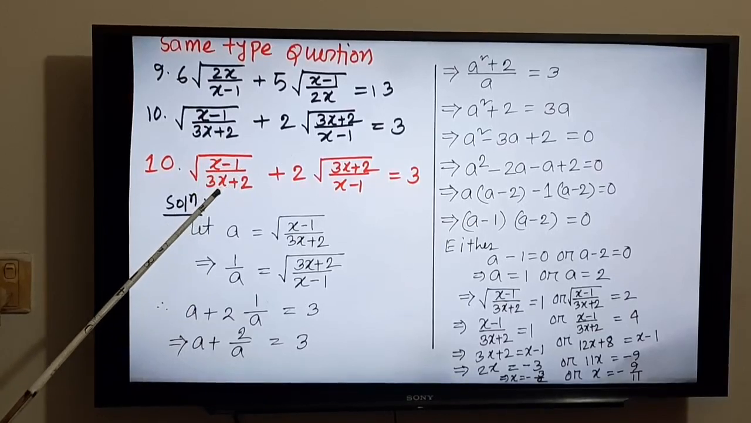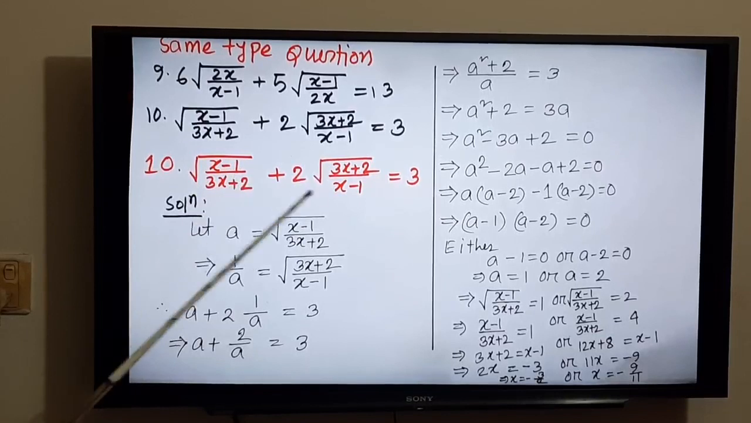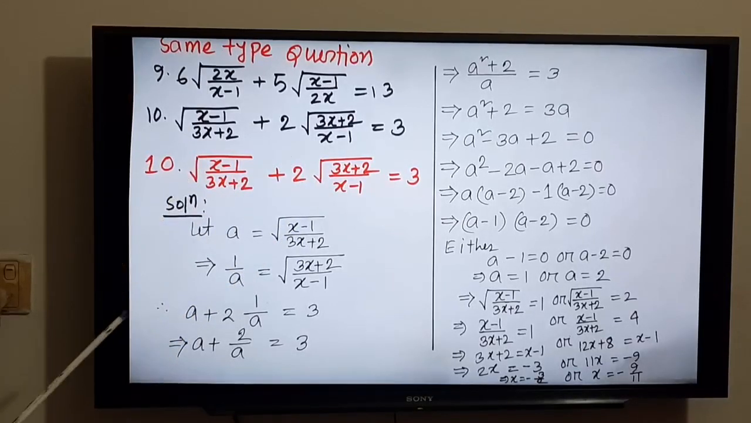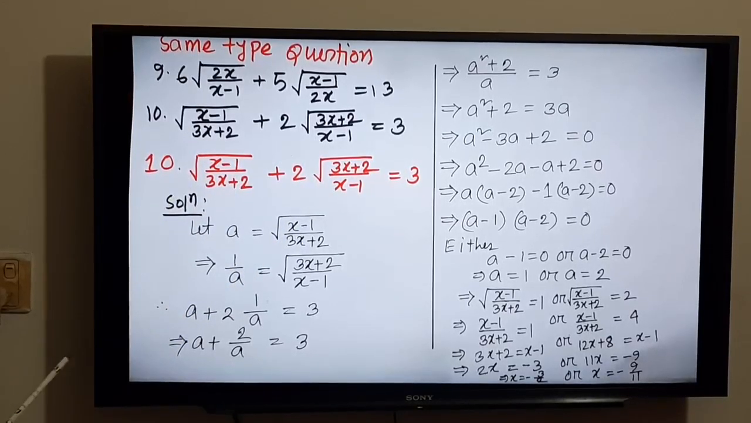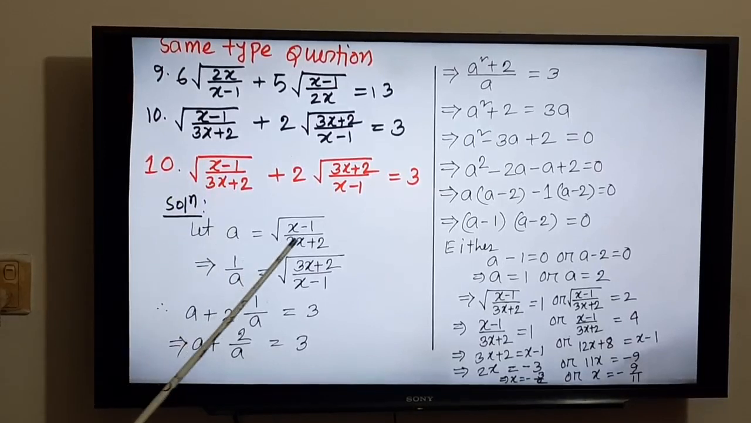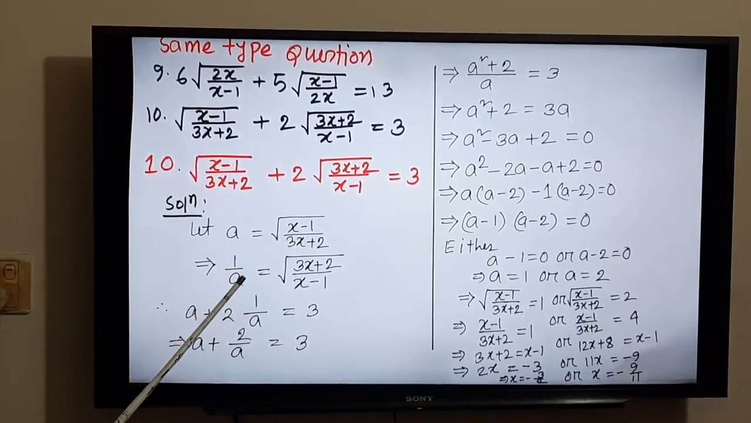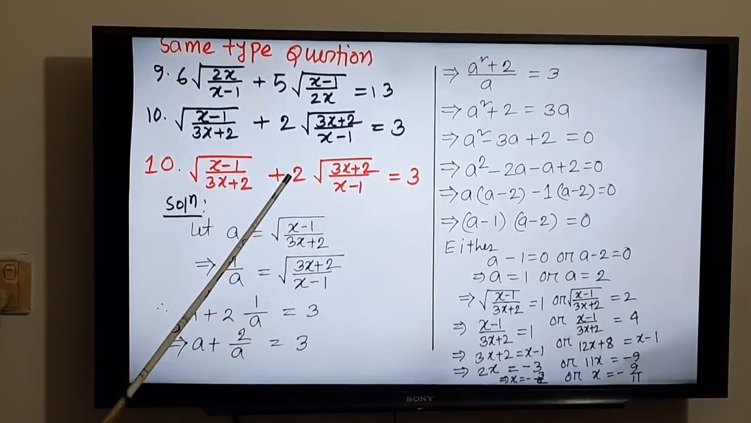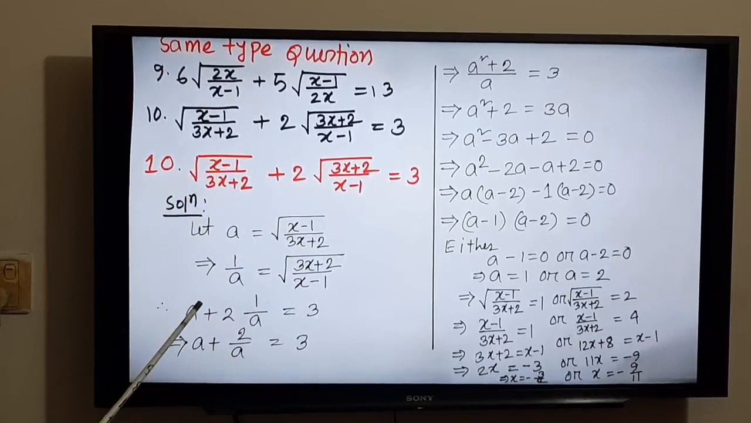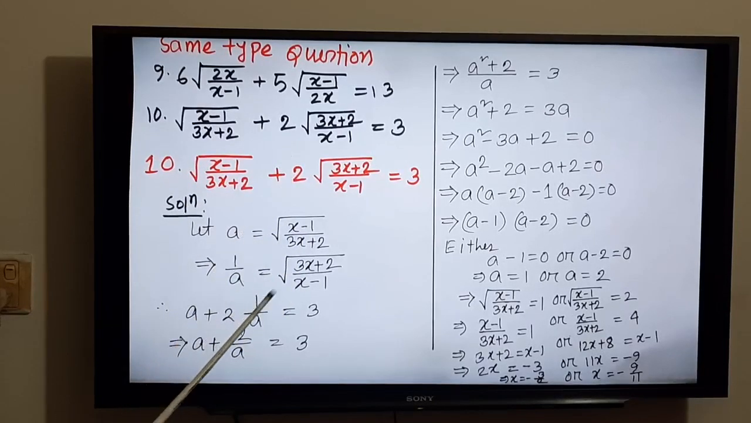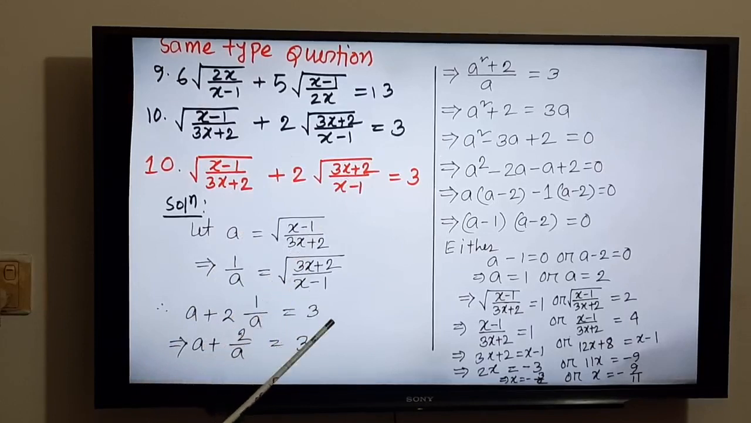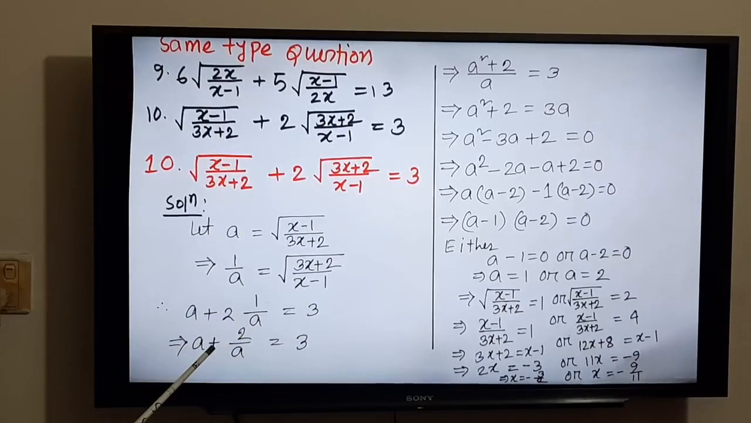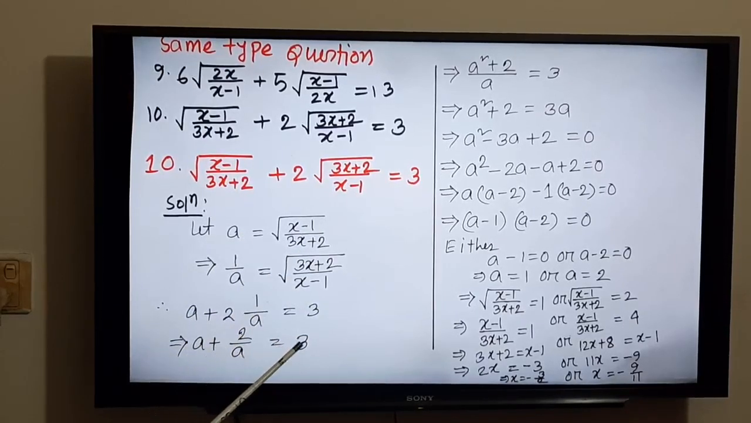Root of (x minus 1) divided by (3x plus 2), and this term are reverse of each other. So let a be equal to this. Then root over 1 by a is just the reverse of this term. So from the above equation, a plus 2 into 1 by a is equal to 3, that is, a plus 2 divided by a is equal to 3.